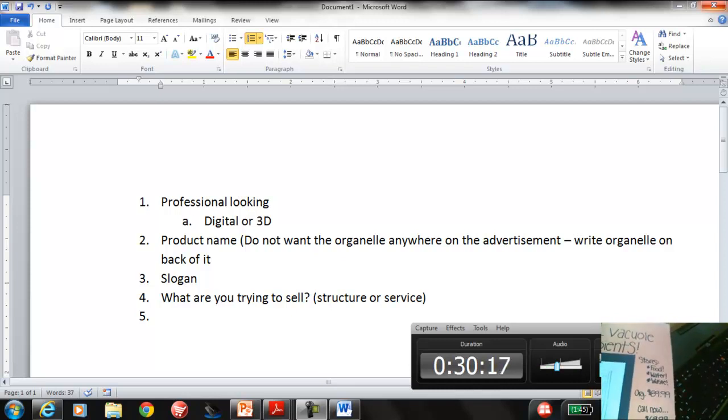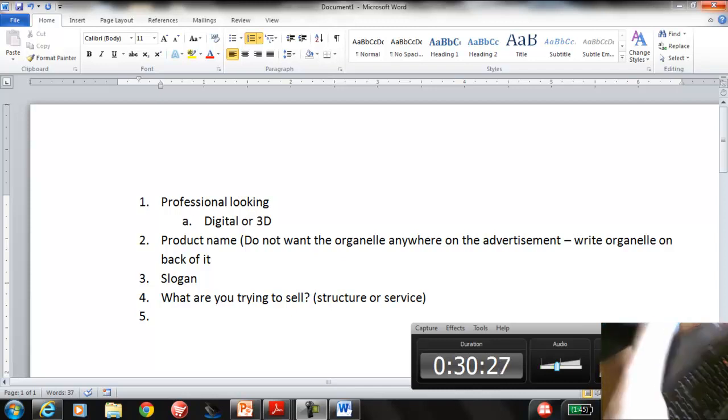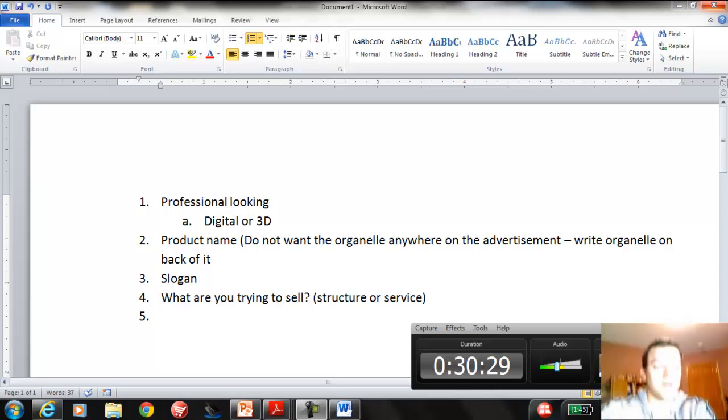So take your organelle, put together an advertisement where you're trying to sell either the structure of the organelle or the service that the organelle provides. And then you can do this either digitally. I don't have computers available for you today, but you can work on this at home if you prefer, or you can do it on construction paper. There's plenty of paper back underneath the periodic table. These advertisements are due tomorrow.